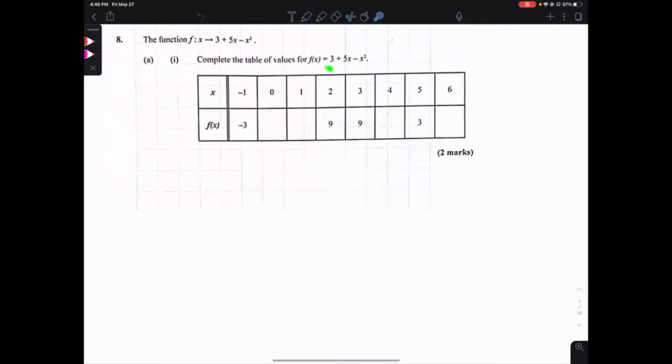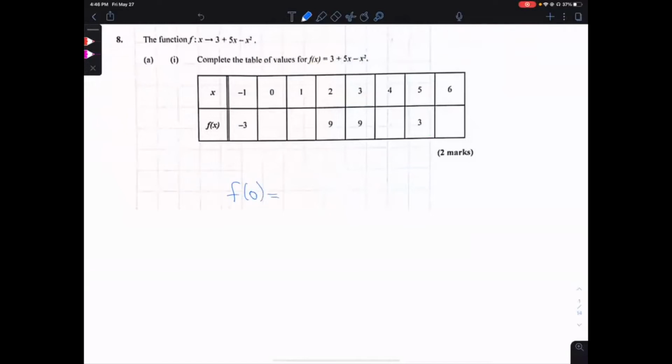So you are to use your calculator because this doesn't take long. You are to use your calculator and you are making a substitution for x. So wherever you see x, first you're going to replace it with 0, then 1, then 6. So let us use our calculator. We have to find f of 0.